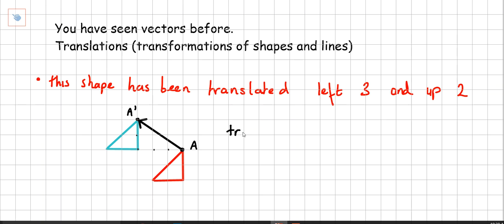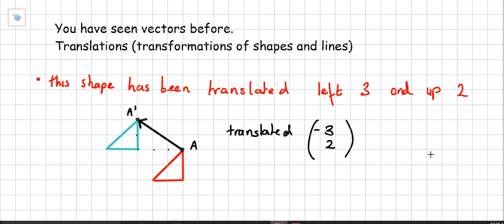So what we would say, it has been translated, and how do we represent that left 3, up 2, but in a better, more mathematical way? Sort of rise over run, or 3 over 2, with a little arrow. What's negative? The 3, because you're moving that way. This is negative.